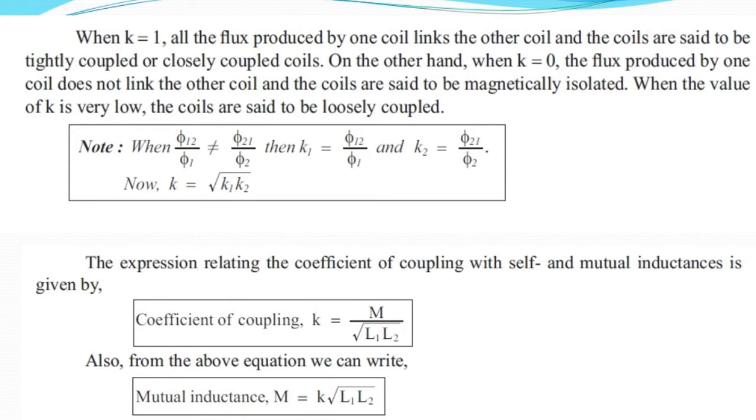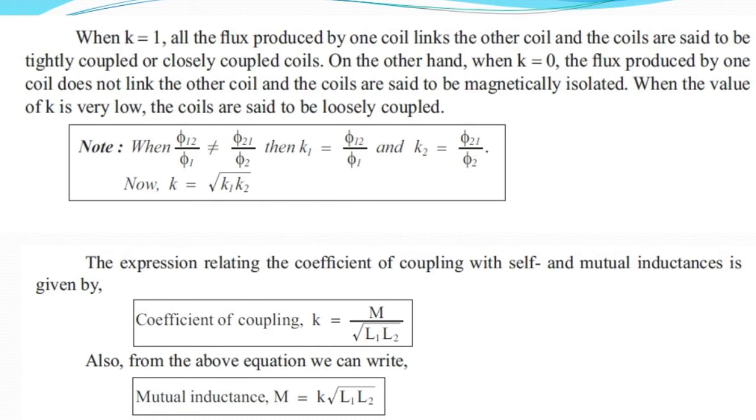So we can conclude that when K is equal to 1, the two coils are tightly coupled or closely coupled, when the K value is lower than 1, they are loosely coupled, and when K is 0, they are not coupled. The expression relating the coefficient of coupling with self and mutual inductance is given as K is equal to M by root of L1 L2, and mutual inductance M is equal to K root of L1 L2.